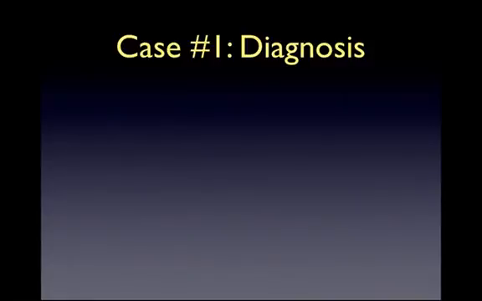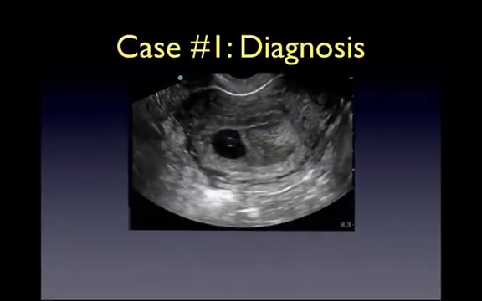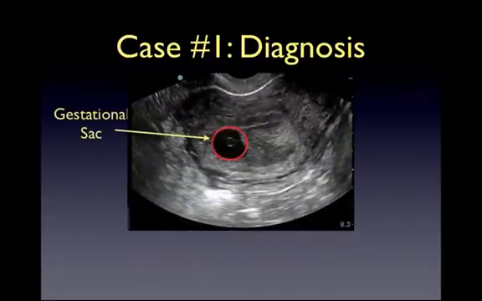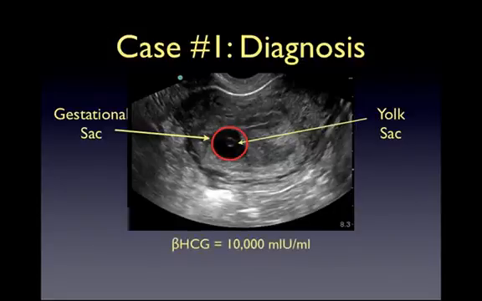Now, back to our case of the pregnant female who presents with nausea. We conduct a transabdominal ultrasound and visualize a gestational sac and a yolk sac. Her beta HCG is 10,000. Based on these findings, we can state that this patient has a confirmed IUP.